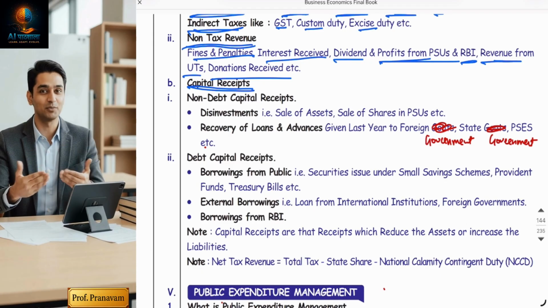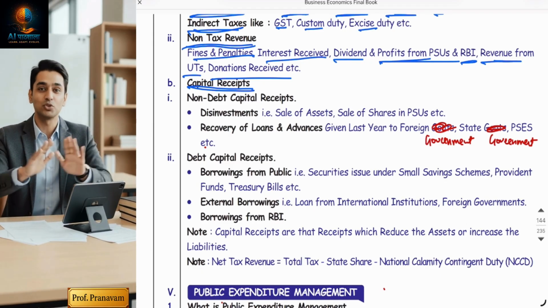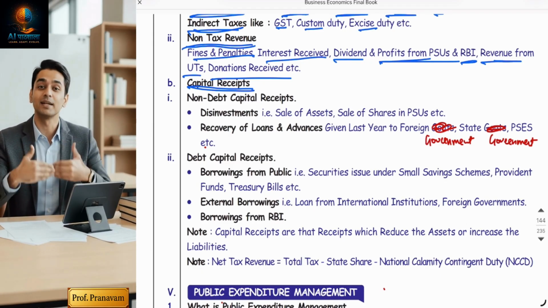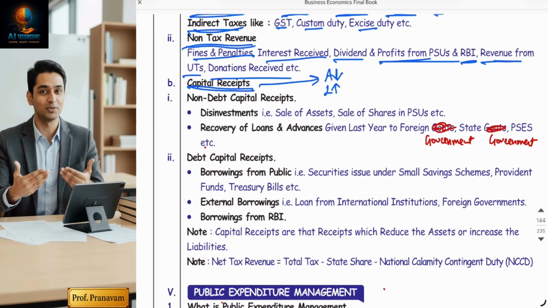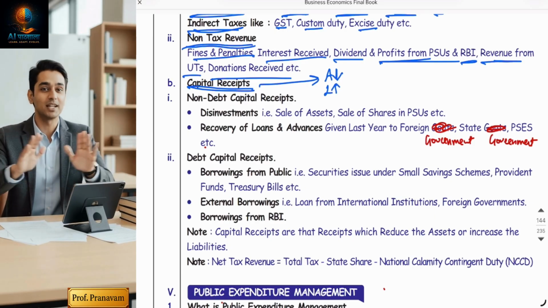Capital receipts. This is again money coming in, but capital receipts are the receipts which bring in money either by taking loans or by selling assets.